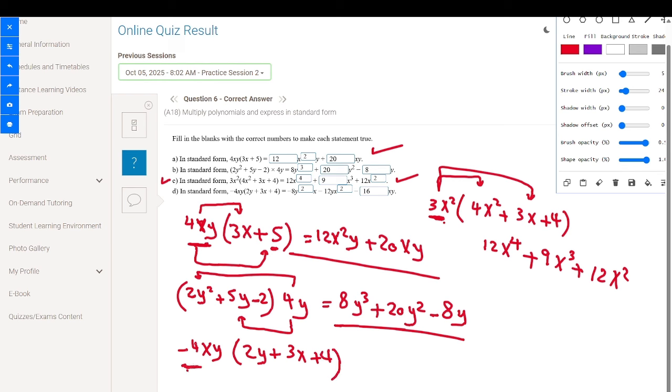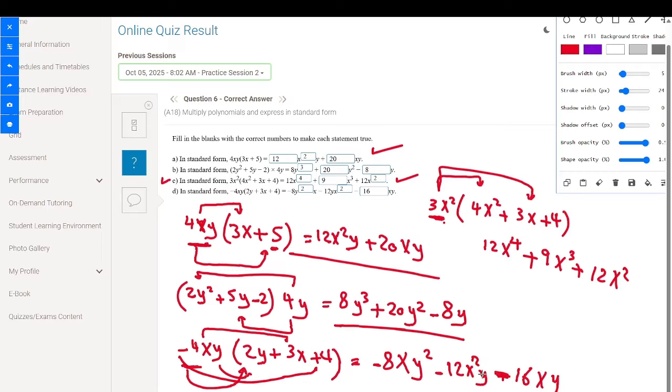Now last one would be minus 4xy multiply 2y plus 3x plus 4. Now minus 4xy multiply positive 2y, so minus 4 multiply 2 will be minus 8, x multiply 1, there is no x here, so it will be x, y multiply y is y squared. Now minus 4x multiply positive 3x will be minus 12, x multiply x is x squared, y is y, so it will be y here. Now minus 4xy multiply 4, it will be minus 16xy, because minus multiply positive is minus. So this will be the third answer.